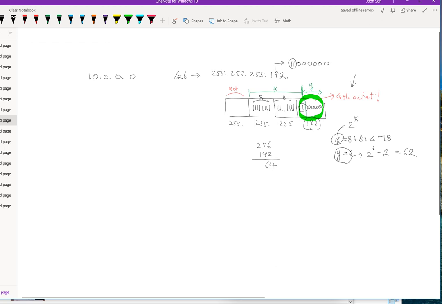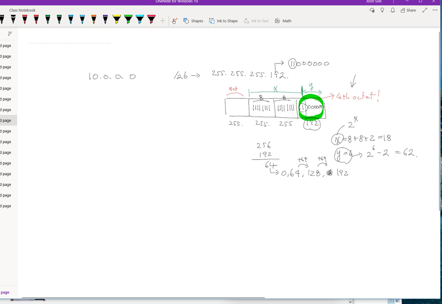So we know that the IP address of the fourth octet is in multiples of 64. So starting from 0 and then 64. And when I add another 64, I have 128. And if I add another 64, I have 192.